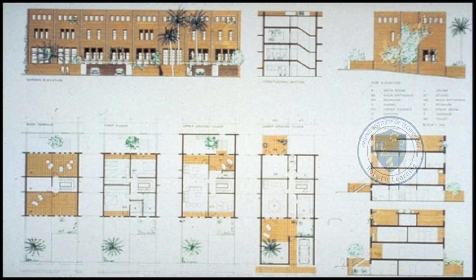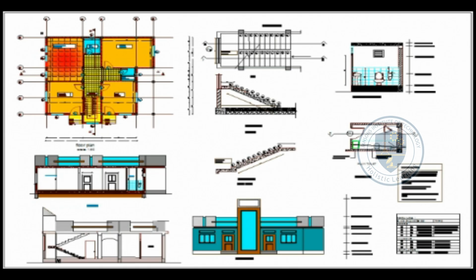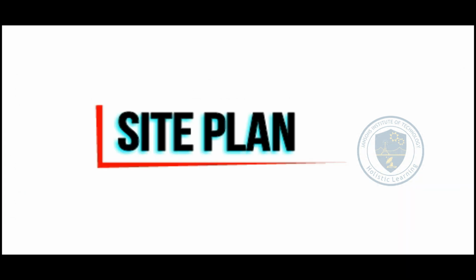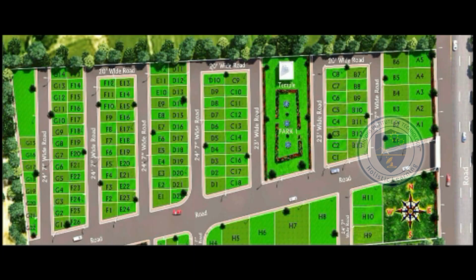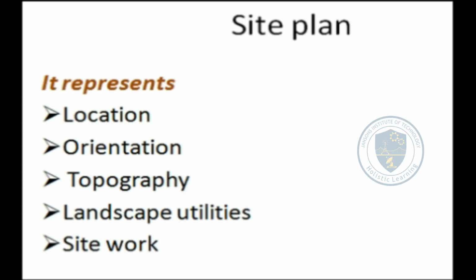Architectural drawing can be termed as the mother drawing for all the other drawings used for construction, as it contains the site plan, setting out plan, elevation, sections and other details. Next is site plan. This is the primary drawing used for marking out the plan on the ground. It represents the location, orientation, and information about the site's topography, landscaping, utilities, and site work.